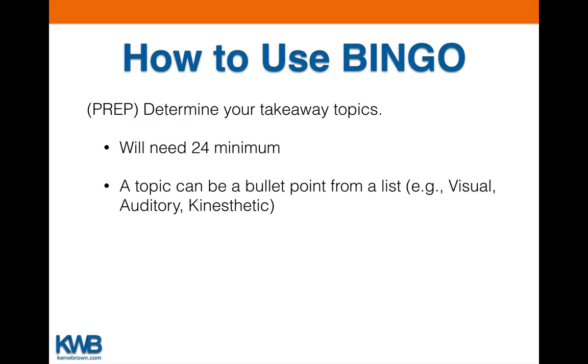Now, it can be high level or it can be something that's a little more specific. So for example, in my workshop, I talk about learning styles, and I keep it pretty simple and break it down into visual, auditory, and kinesthetic. So a bullet point could be learning styles, and a bullet point could be either one of these three. It could be visual, auditory, or kinesthetic learning. Okay, it's up to you depending on the length of your course and how much content you have to play with to identify those takeaways.